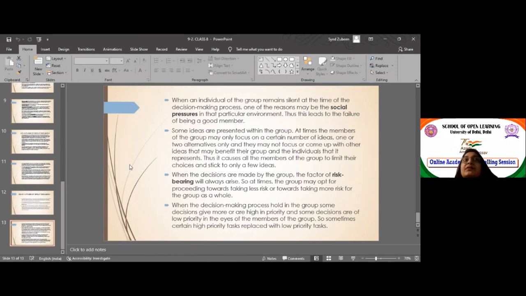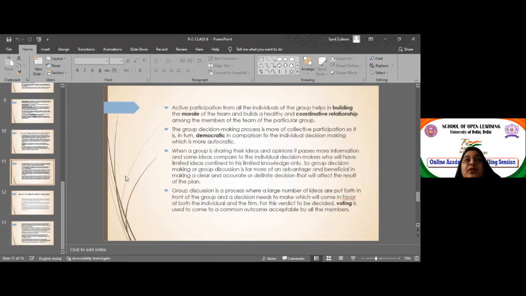So it is definitely going to take the idea of risk very seriously. It comes with its own risks. Then when the decision making process is held in the group, some decisions are given high priority, and some decisions are of low priority in the eyes of the members of the group. So sometimes certain high priority tasks are replaced with low priority tasks.